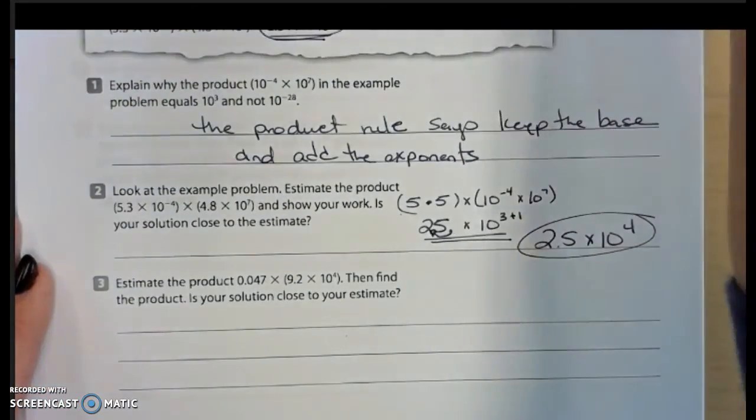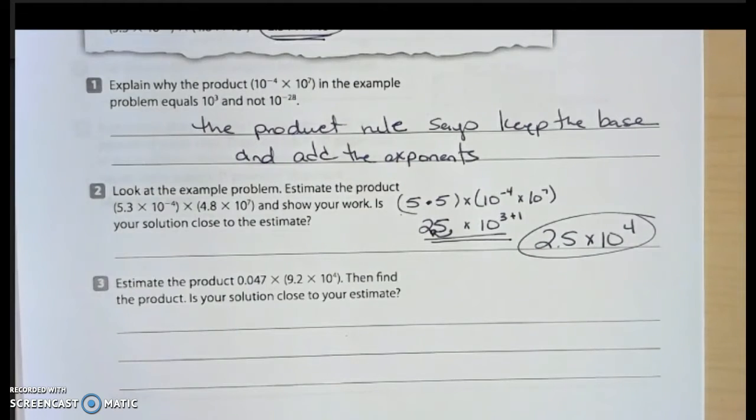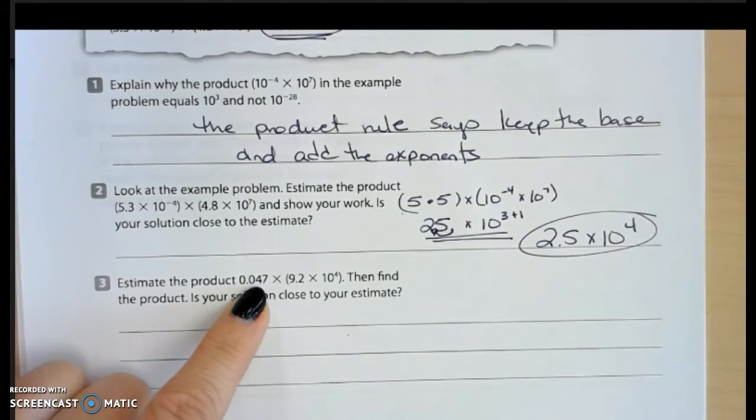Number 3, estimate the product of 0.47 times 9.2 times 10 to the 4th, and then find the product. Is your solution close to your estimate? Okay, if we were going to estimate, I could put this in scientific notation, which I'm going to have to do anyway. I could round.